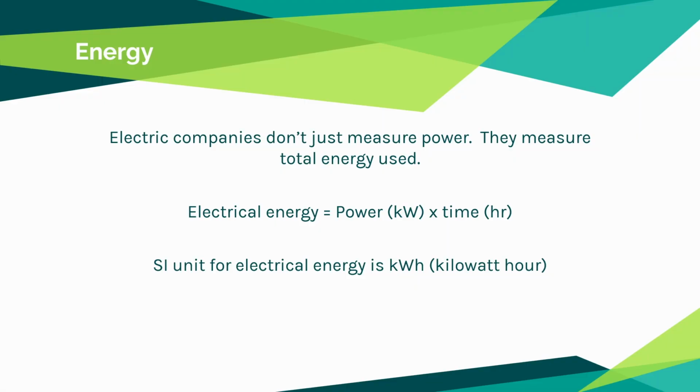Energy. Electric companies don't just charge for power. They charge for total electric energy used over time. Electric energy is found by multiplying the power in kilowatts by the time in hours, and that gives us kilowatt hours, or kWh, with a capital W and lowercase h.